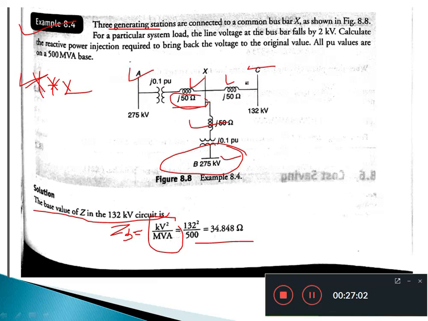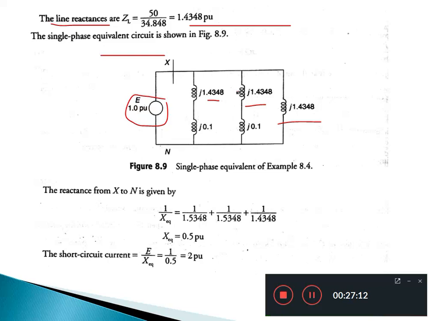For line X, there is no additional reactance connected, no transformer is connected, so the transformer reactance is 0. Between the line X to B, the transformer reactance and line reactance are connected. So this is the block diagram. This is the final values.